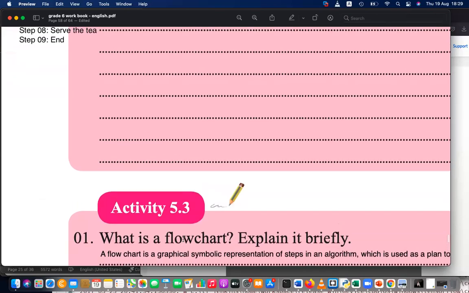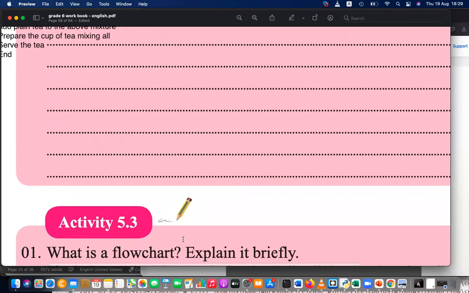Then they're asking what is a flowchart? Briefly explain. What do you know about a flowchart? A flowchart is a graphical representation of the algorithmic steps. Yes, exactly. Correct. Very good. A flowchart is the graphical representation of the algorithm.